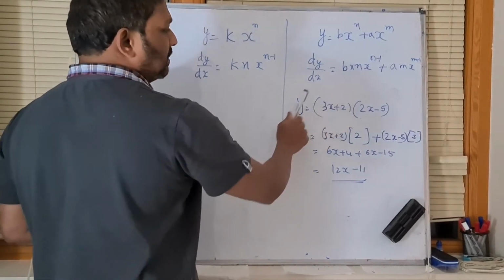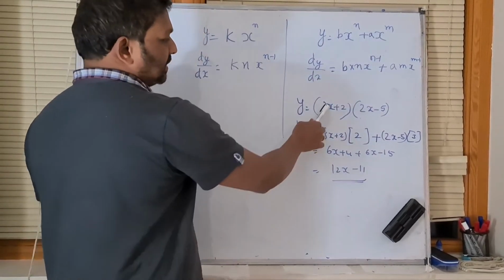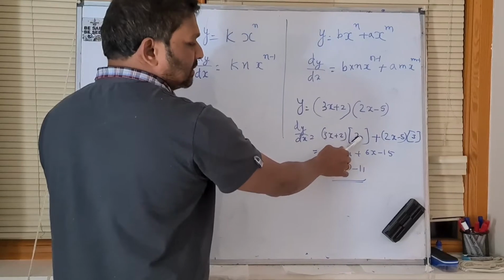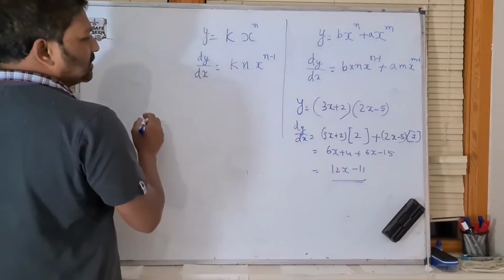That is with respect to multiplication. There are two functions of x which are getting multiplied. In such case, this one as it is, differentiation of this one plus. Remember, there is a plus. Alright, let's take another example.